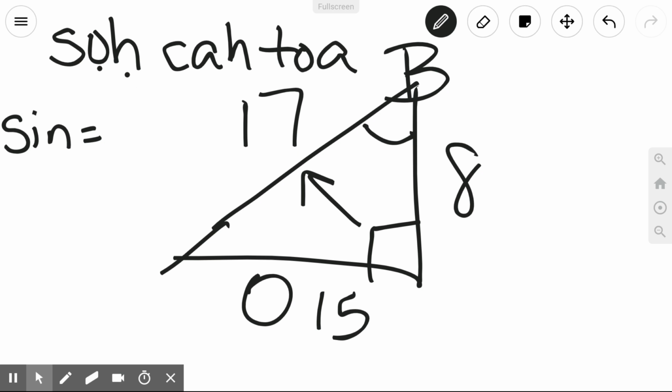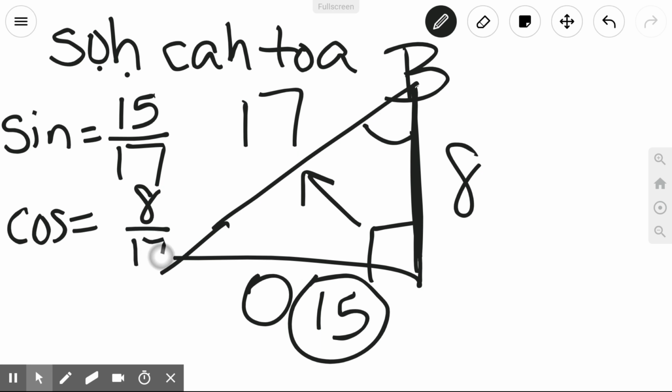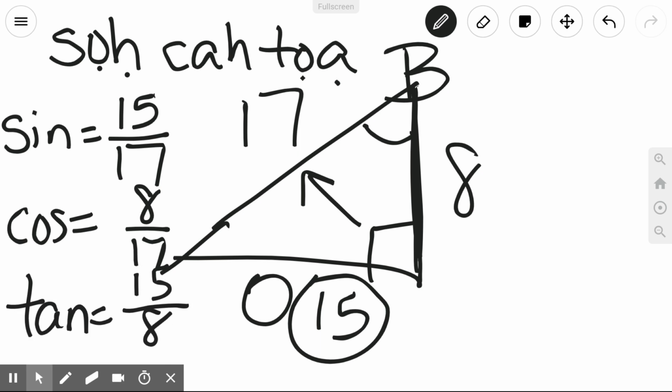So angle B, the opposite is down here. That's 15 over 17. The cosine is adjacent. That's the one right next to it, but not the hypotenuse. So that's 8 over 17. And then tangent, opposite over adjacent, that's 15 over 8. That's how you do all of those.